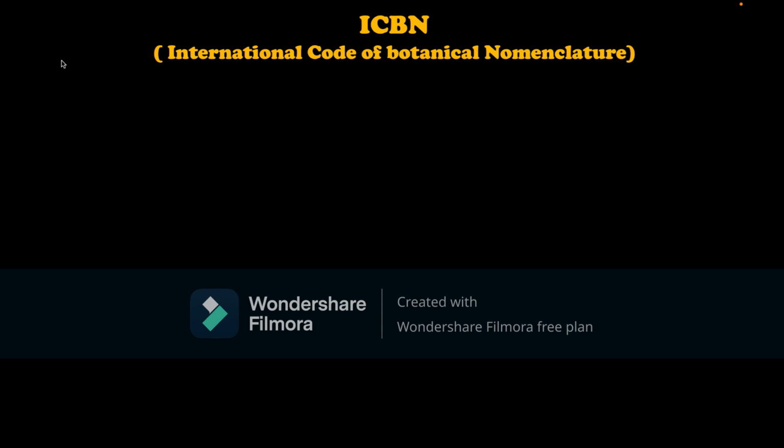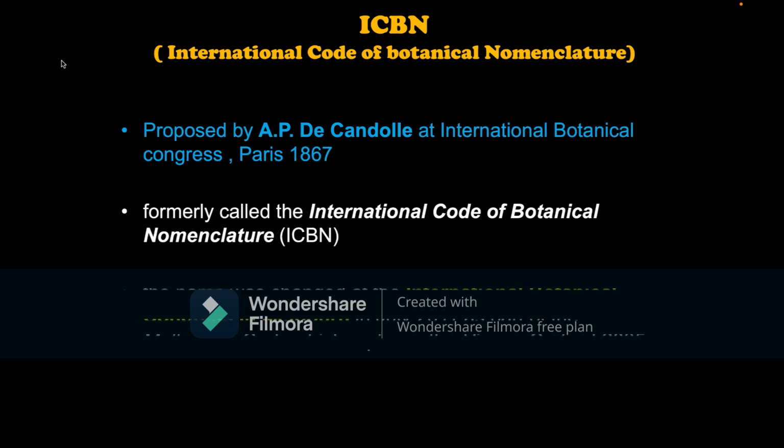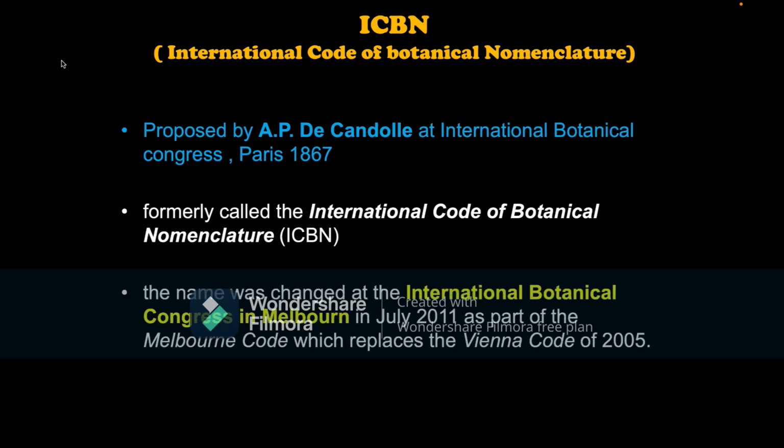ICBN, that is the International Code of Botanical Nomenclature, was proposed by A.P. de Candolle at the International Botanical Congress held at Paris during 1867. This, formally called the International Code of Botanical Nomenclature, that is ICBN. The name was changed at the International Botanical Congress at Melbourne in July 2011 as a part of the Melbourne Code, which replaces the Vienna Code of 2005.